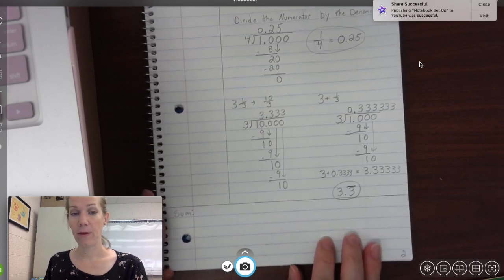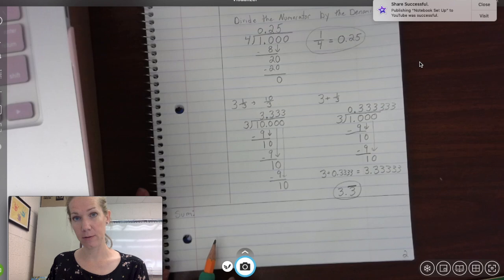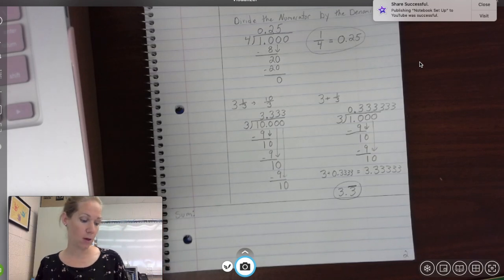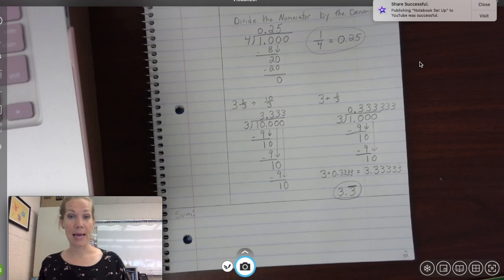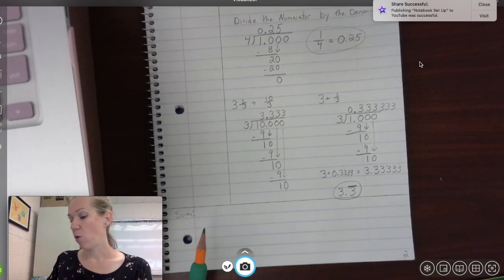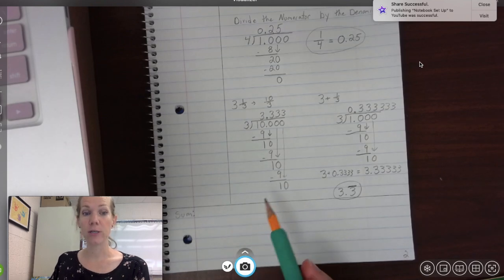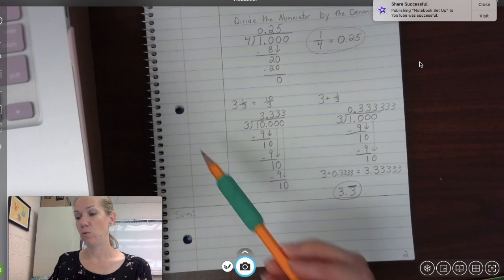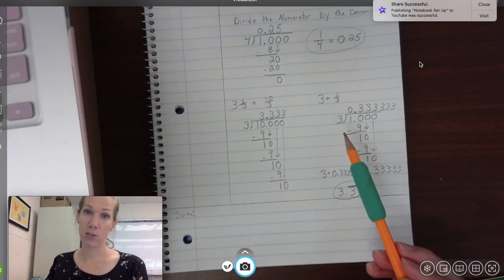Now, for your summary down here, this is where you try it on your own. You can choose an example from the textbook. We are on page 7 and 8 in your textbook. You can choose one of those examples, or you can come up with your own fraction, divide it out, but show me that you know how to turn a fraction into a decimal.